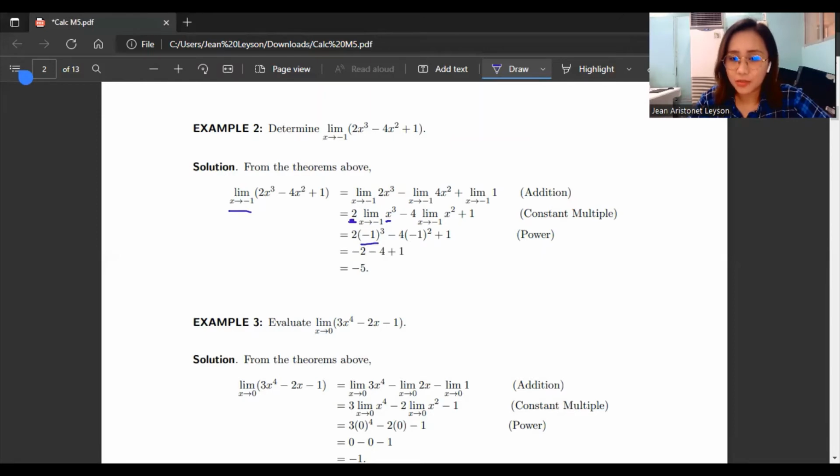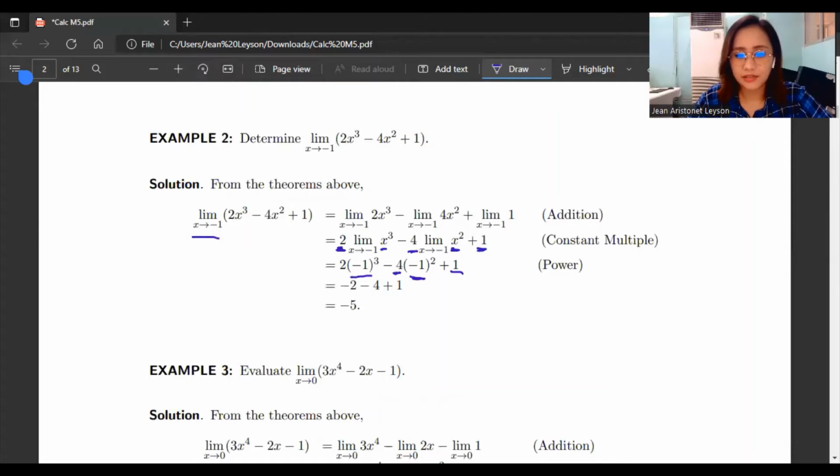For the second term, still constant multiple theorem, place the constant 4 before the limit. So that's why we have 4 right here. Then substitution, substitute negative 1 to x squared right there. So that's negative 1 squared. Then the third term, since that is a constant 1, so again, the limit of a constant is the constant itself. So that's why we have 1 right there.